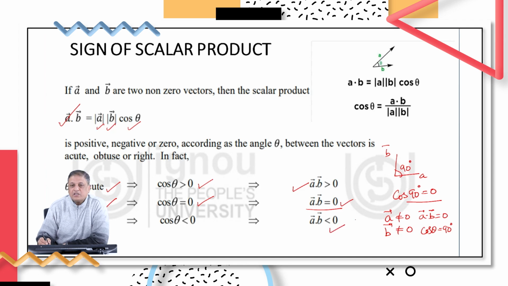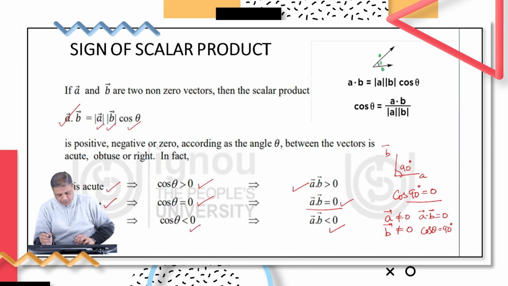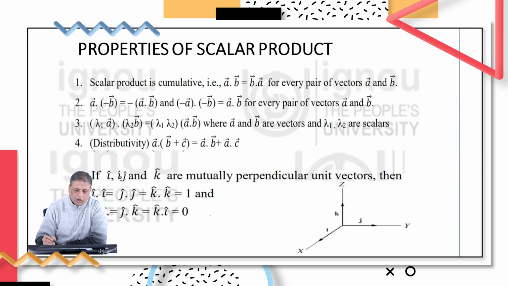If A dot B is less than 0, that means the angle is obtuse and cos theta is less than 0. So that means by looking at the sign of the dot product, we can always find the angle and the status of the angle. Now there are some important properties. First and the most important property, the scalar product is commutative in nature.